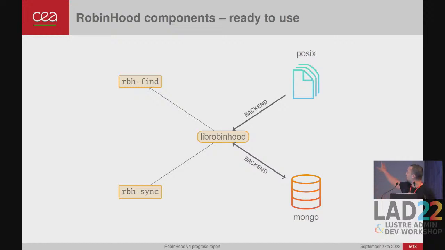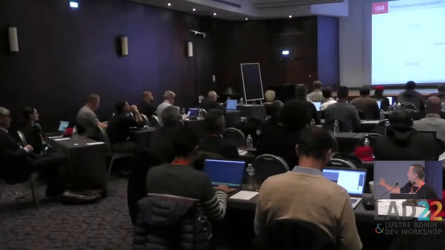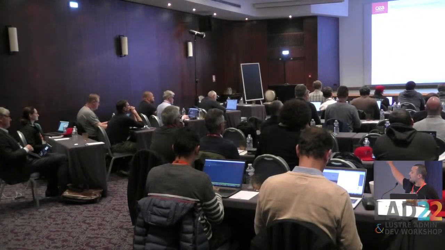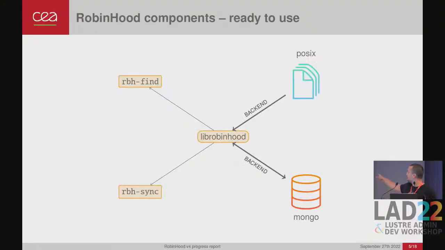Here we have a first POSIX backend, from which it will retrieve the metadata of the files that are on it, okay? And we also have a Mongo backend to store the metadata that were retrieved from the POSIX one and also query them. That's why you have an arrow with two directions for Mongo, but only one for POSIX, as we cannot fetch yet the metadata directly for POSIX file systems.